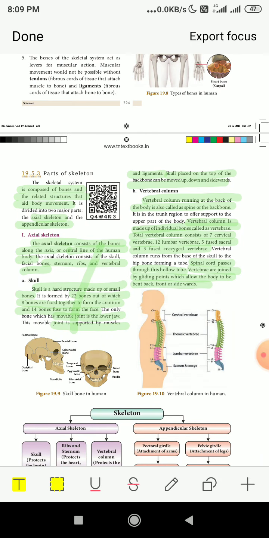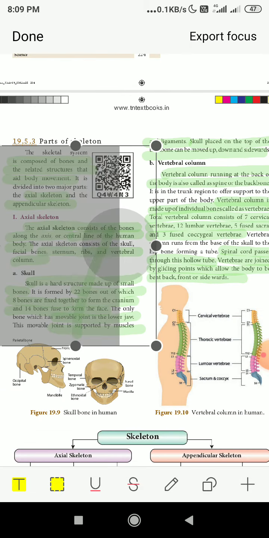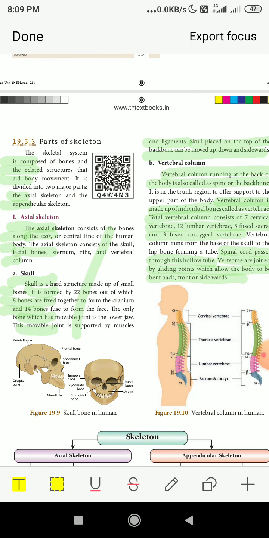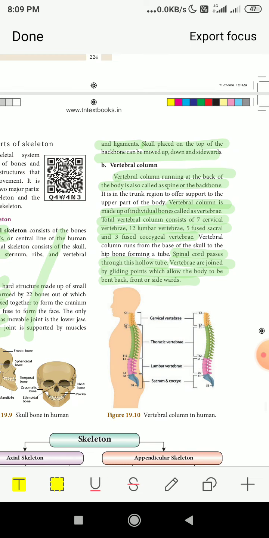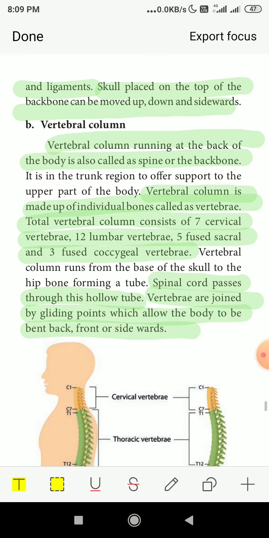And the muscles. The movable joint is supported by muscles and ligaments. The skull placed on the top of the backbone can be moved up, down and sideways. So we can bend on all sides.